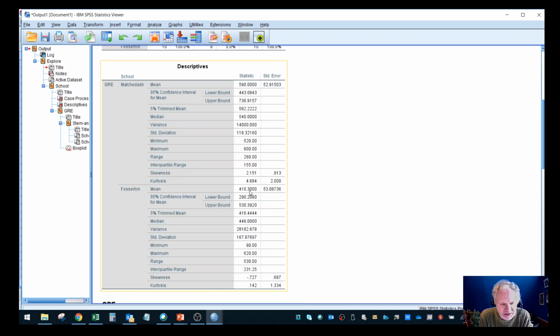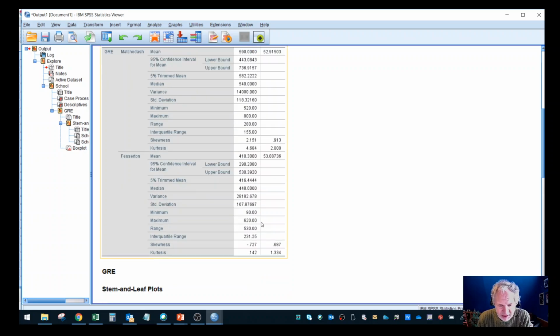For my 5 Matchadash students, their skewness value is 2.151. The standard error is 0.913. If my skewness measure of 2.151 is more than 2 times the standard error, so if I take 0.913 and multiply it by 2, I get roughly 1.8 something. 2.1 is much greater than that. So my data looks to be skewed. My Fesserton data looks okay. So for one group the distribution is relatively normal, and the other group is highly skewed.